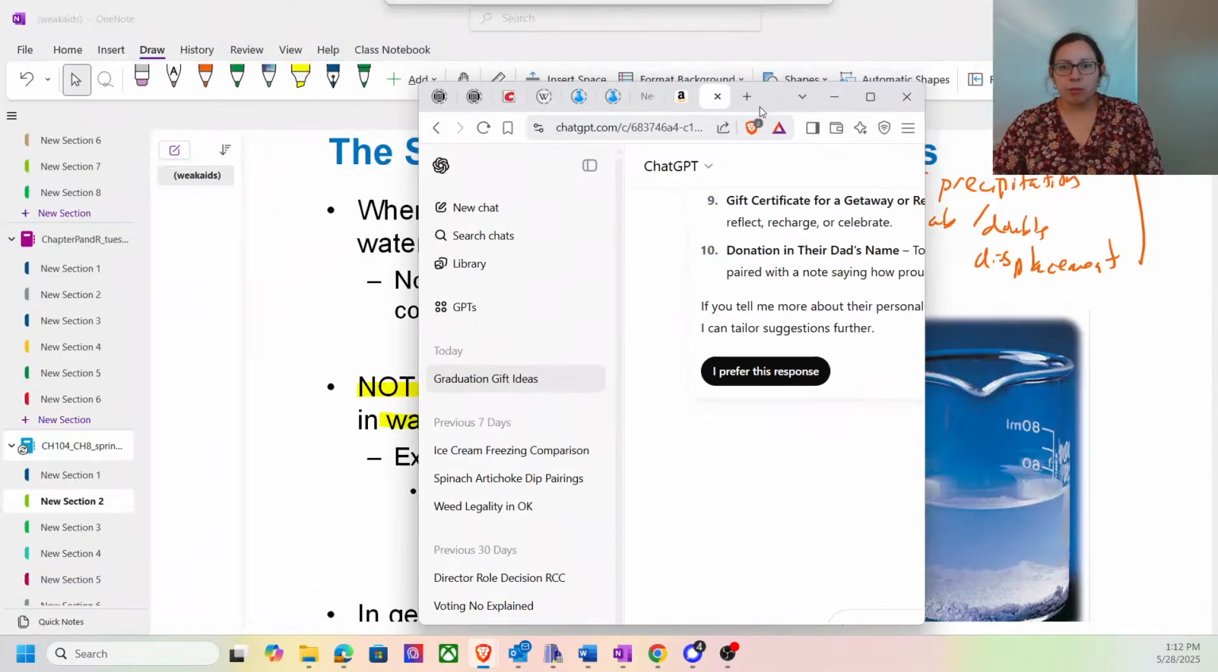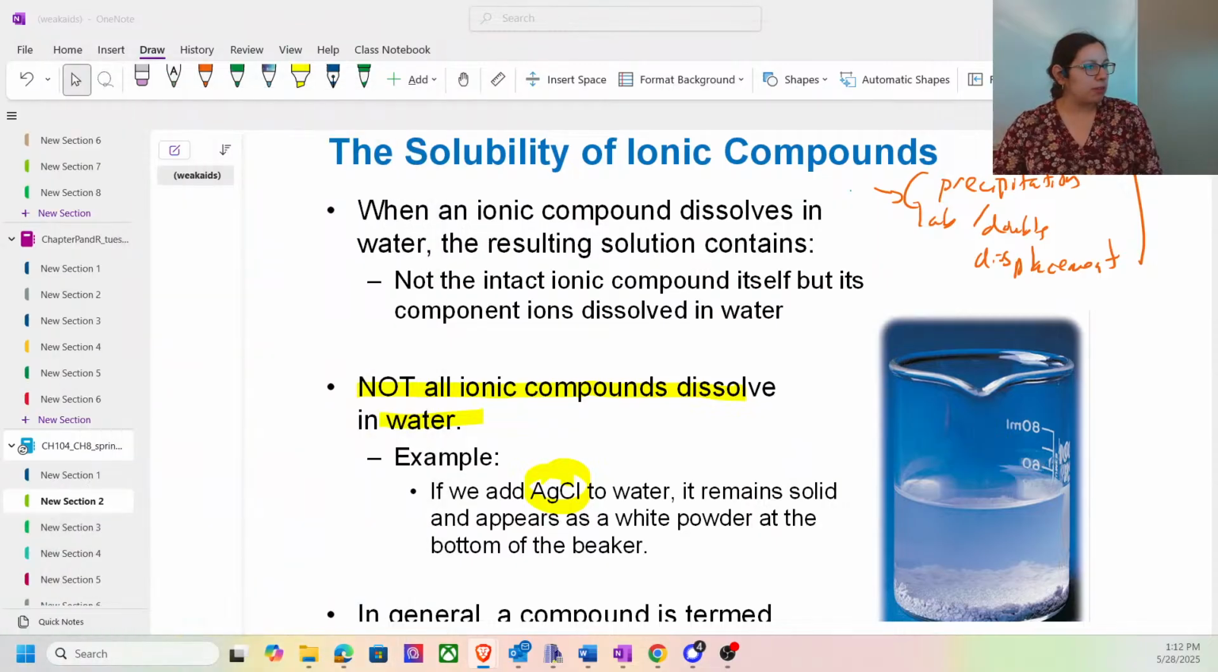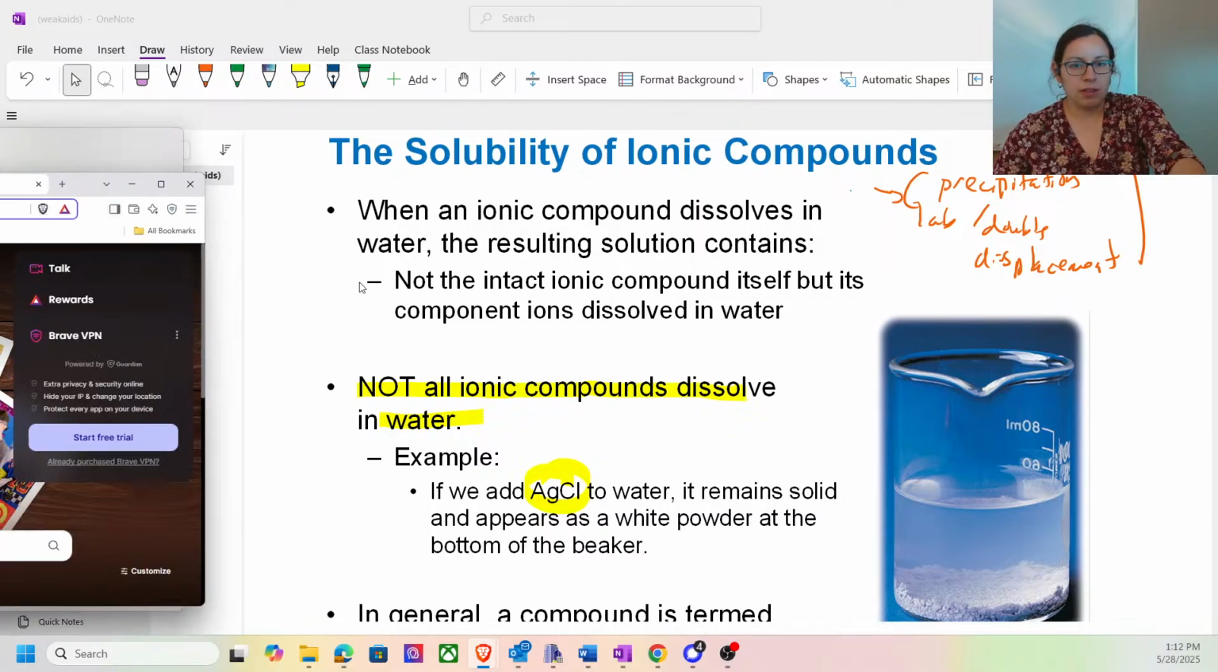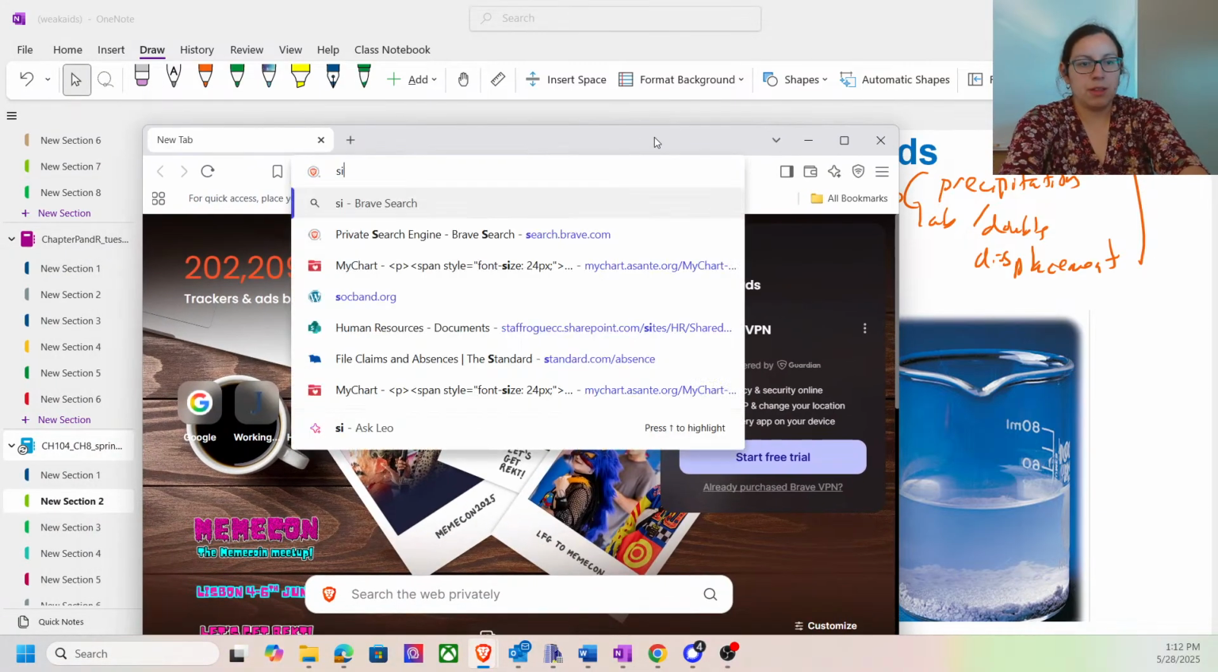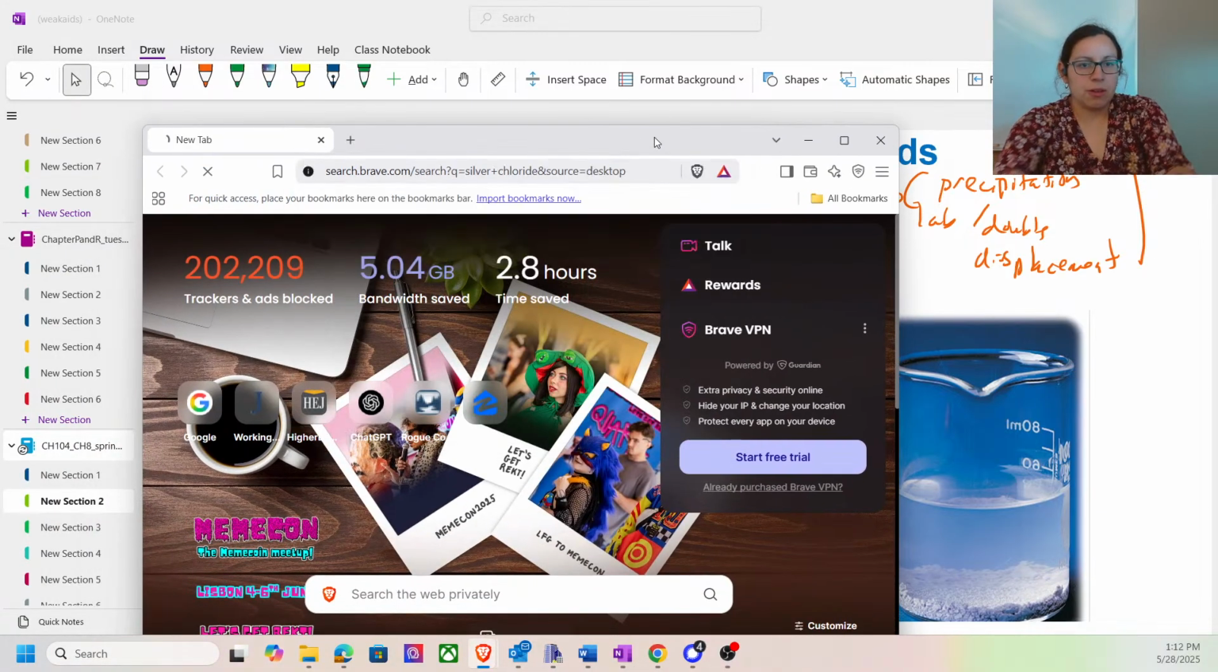Let's see if I can pull this up. I don't like using my personal computer. So let's pull up silver chloride for a second.